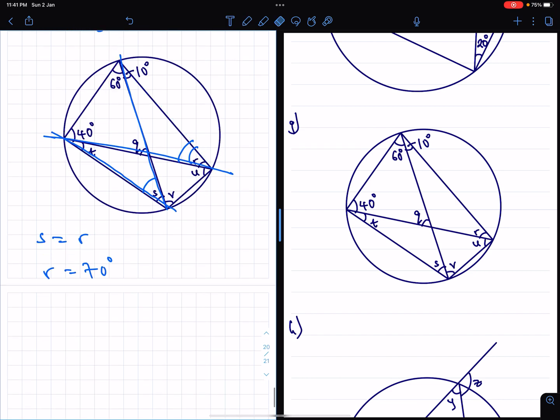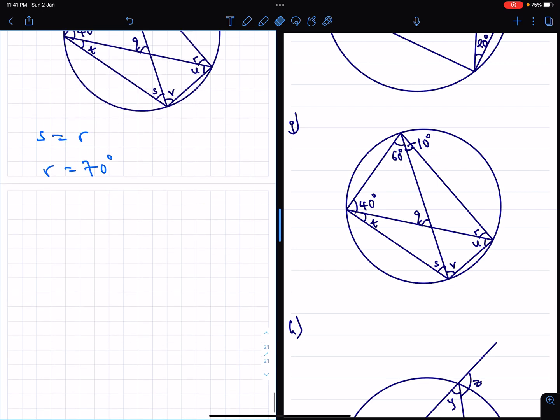So now I think we found all of them. Those are the angles, and that's it. Very, very simply. Straight we go to the next.